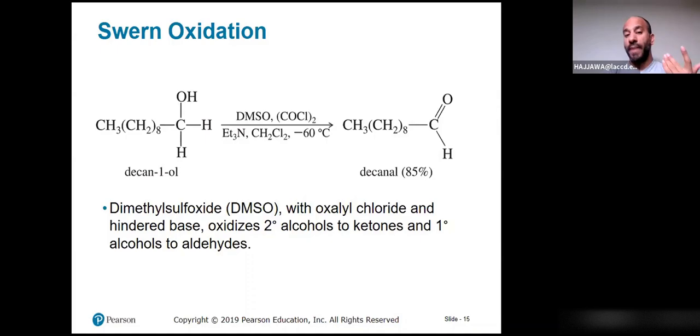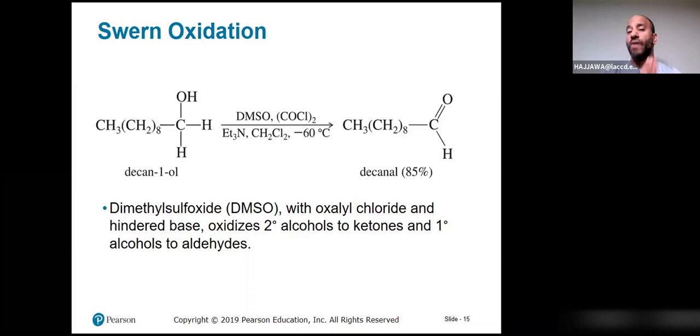The third is a base, that's triethylamine. And the fourth is a solvent, which is methylene chloride. Now, do I have to mention the methylene chloride? No, you do not. You could be using another solvent and it will probably just be fine. But the Swern oxidation is known to be done using DMSO, oxalyl chloride, and triethylamine. What does it do? It takes a primary alcohol to the aldehyde, and it could also oxidize a secondary alcohol to the ketone.